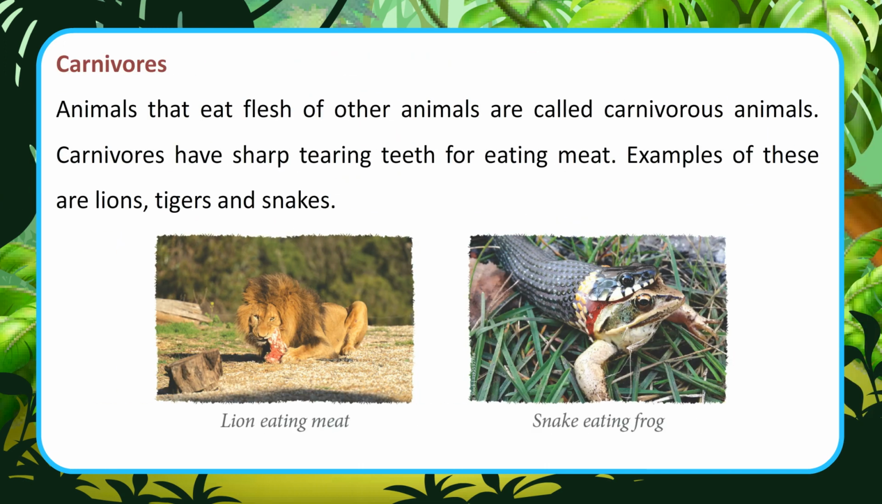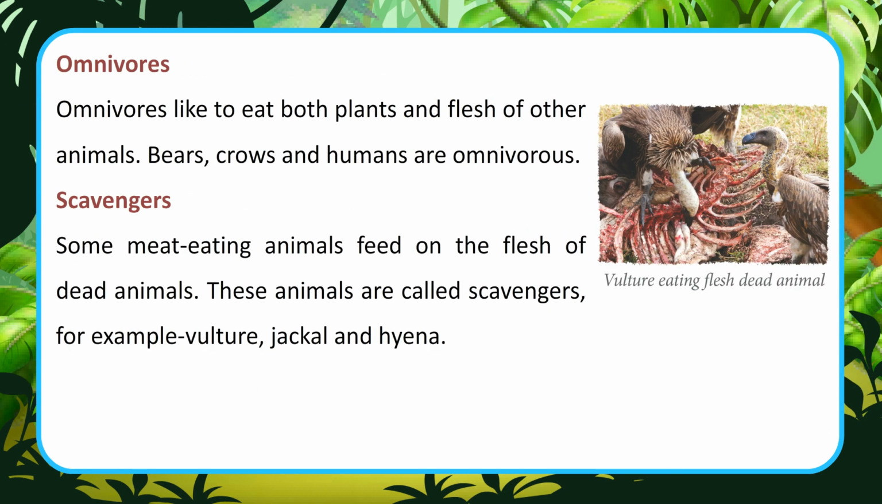Carnivores. Animals that eat flesh of other animals are called carnivorous animals. Carnivores have sharp tearing teeth for eating meat. Examples of these are lions, tigers and snakes. Omnivores. Omnivores like to eat both plants and flesh of other animals. Bears, crows and humans are omnivorous.